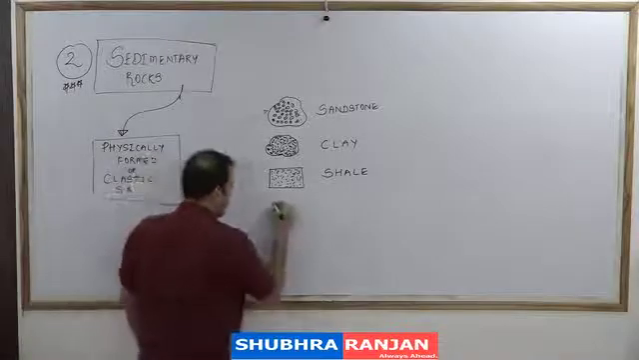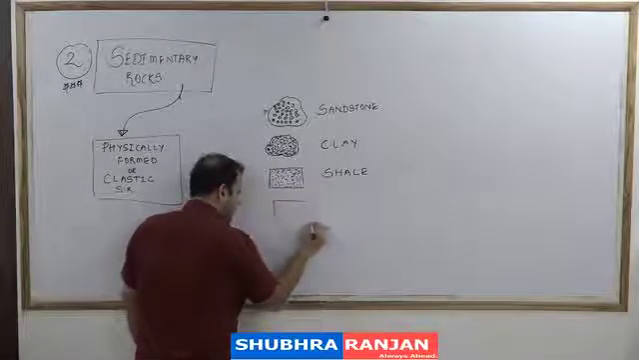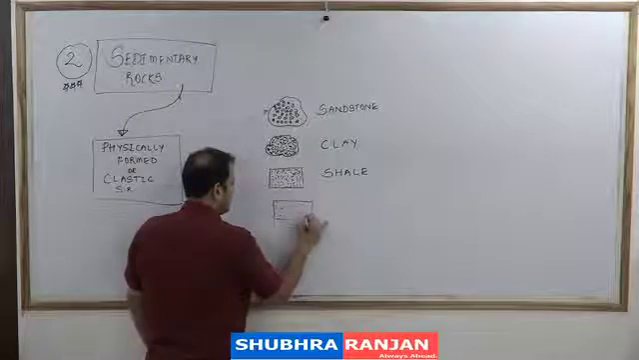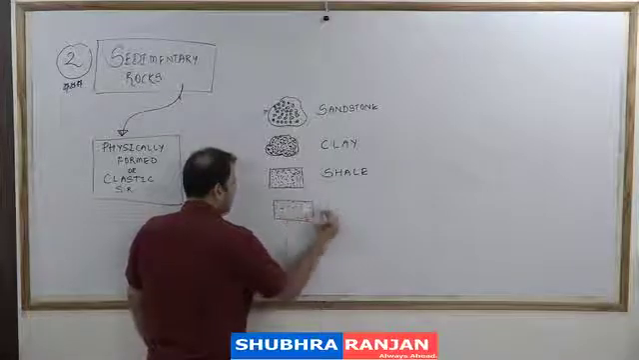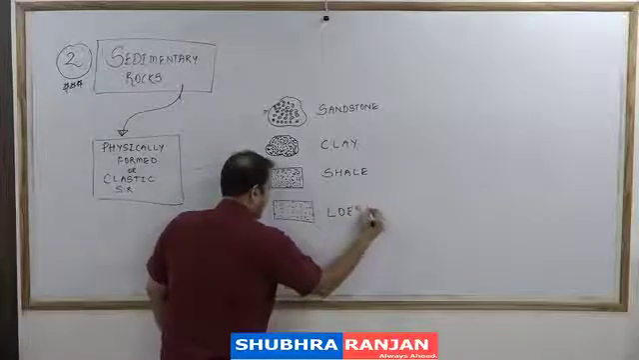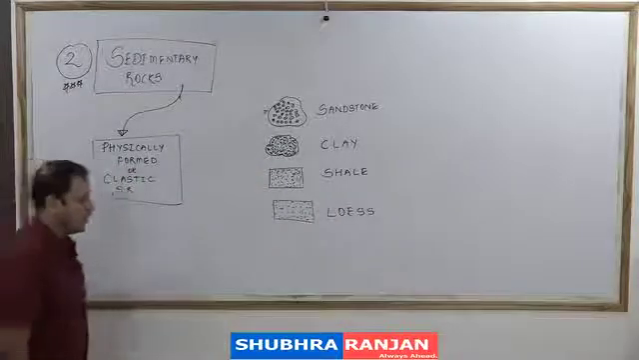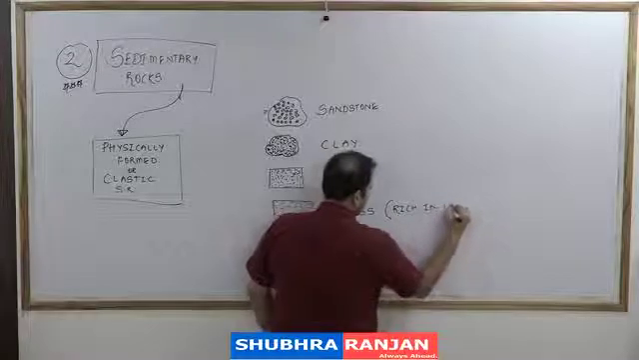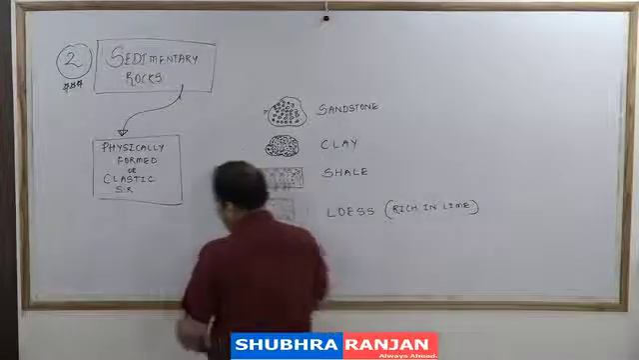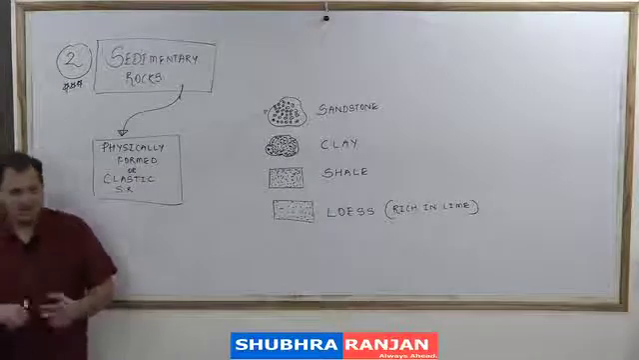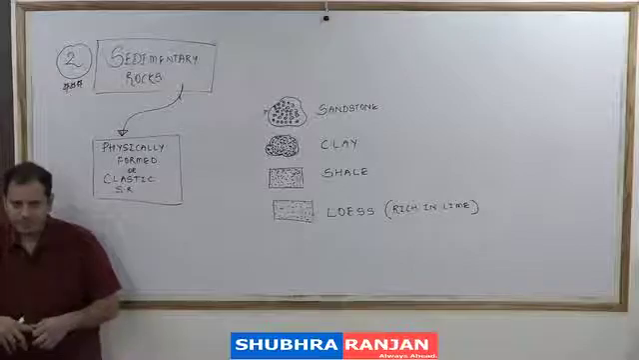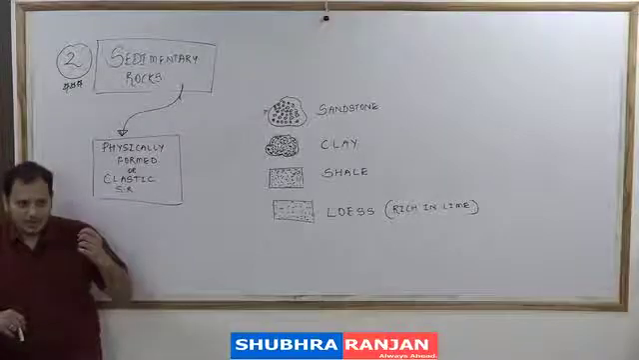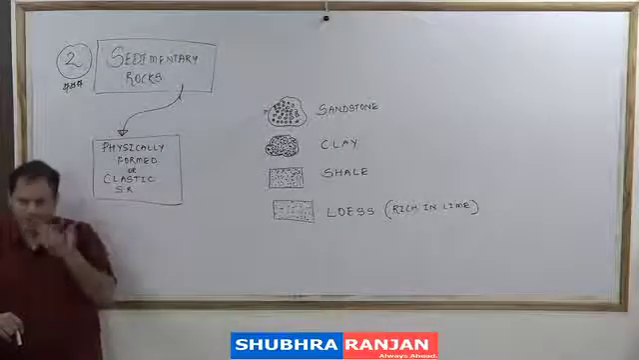And if the particles are very small, very minute, they are known as loess. Remember, loess is rich in lime. The lime content is higher in it. No need of writing, we will write it later in the properties.